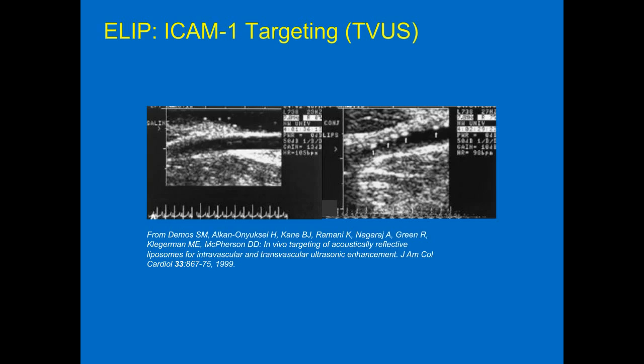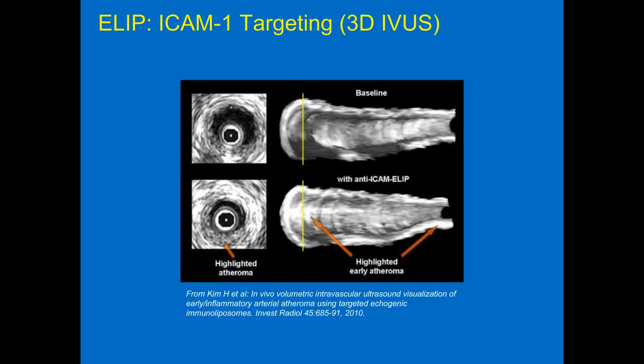In this case, an atheroma has been induced in that artery. And we're working with ICAM1, which is an adhesion molecule, an inflammatory marker. So it's ICAM1-targeted ELIP, and after injection, they bind to the atheroma site. So it's very easy to see. And here we're using 3D IVUS to actually show the atheroma on the surface of the vessel of an artery.